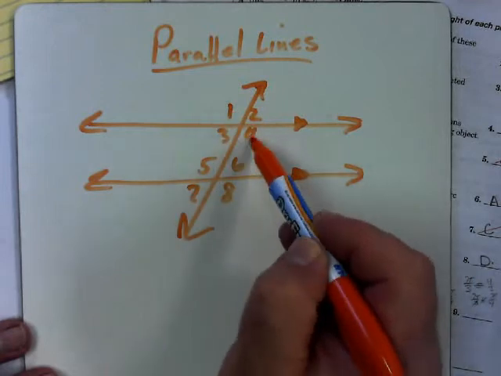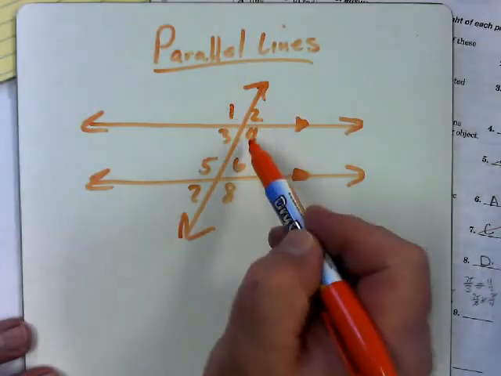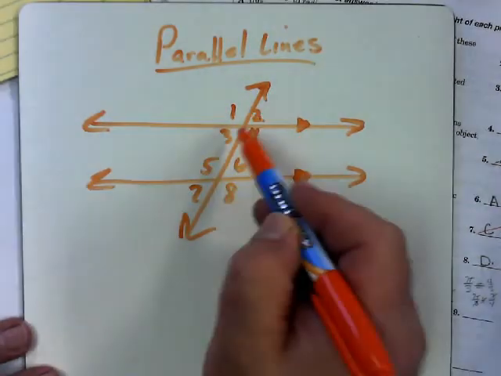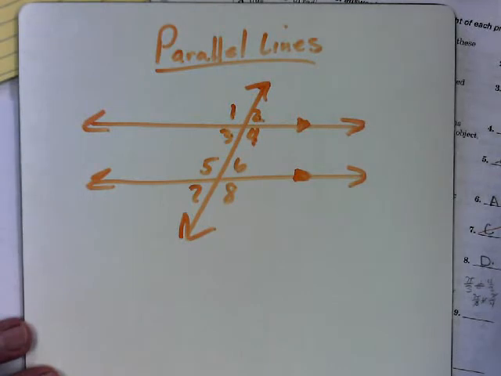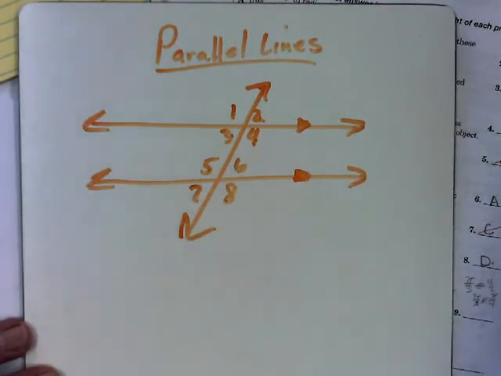How are 1 and 4 related to each other? They're equal because they're vertical angles, aren't they? Right? How about 2 and 3? Vertical angles. So 2 and 3 are equal, 1 and 4 are equal. Right? Same way down here. 5 and 8 are equal because they're vertical angles. 6 and 7 are equal because they are vertical angles.